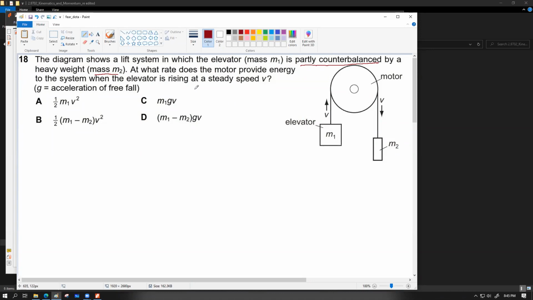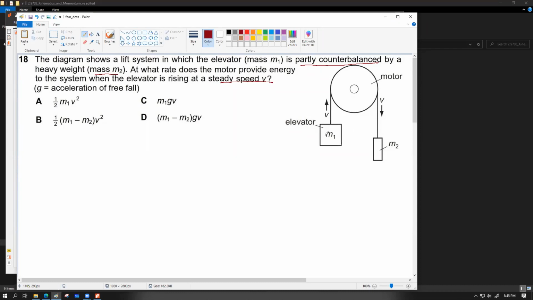The question is telling us: at what rate does the motor provide energy to the system when the elevator is rising at a steady speed of v? So we want to lift up this object upwards, and this is going to fall down, and how much energy should we apply to this system for this to be achieved? So what would be the output power of the motor for this to happen, so that they both operate at this speed? This is a very basic working principle for any elevator system.